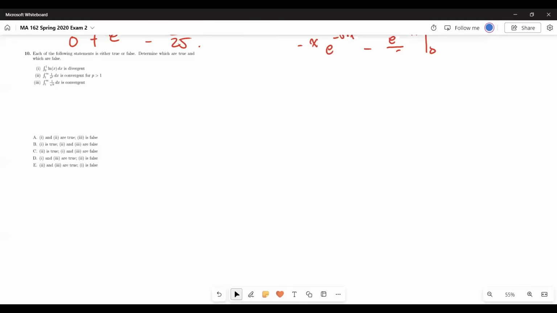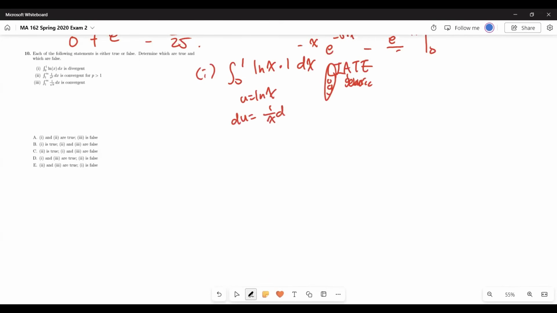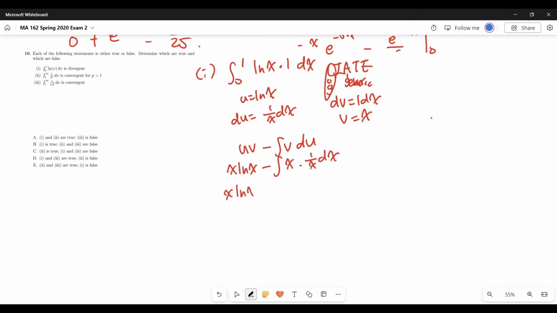Okay, so this question asks to determine which are true and which are false. The first one is the integral from 0 to 1 of ln x dx is divergent. Let's look at it. So 0 to 1 ln x, so we're going to multiply by 1 just to make sure it can be computed. If you use the LIATE formula, logarithmic, L comes first, and 1 is algebraic. So u becomes ln x, and du becomes 1 over x dx, and dv becomes 1 dx, and v is just x. Now you use the uv minus integral of v du formula. This becomes x ln x minus the integral of x times 1 over x dx, x ln x minus the integral of 1 dx, x ln x minus x, and it's from 0 to 1.